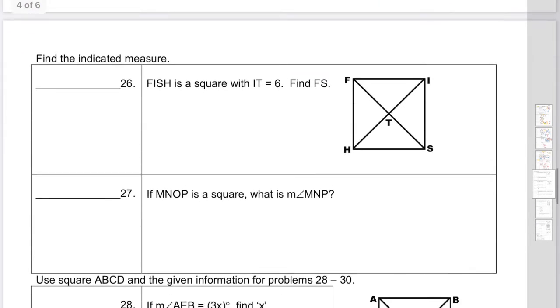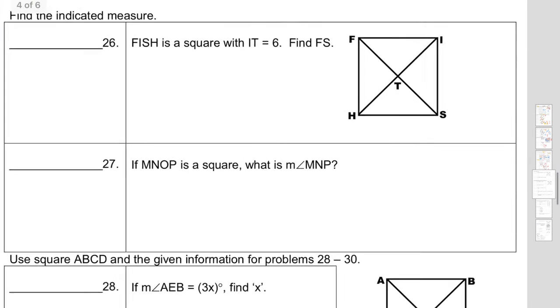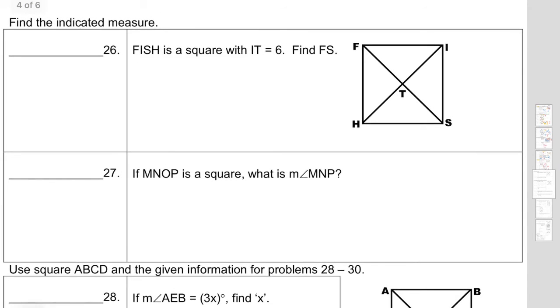Alright, moving on, 26 through 32. So first, 26. They're telling you that this shape is a square, which means all the properties of a square apply here. They're telling you IT is 6. Well, if that's 6, then HT is also 6. Find FS. Remember, diagonals of a square are congruent to each other. So if HI is 12, that means FS is also 12.